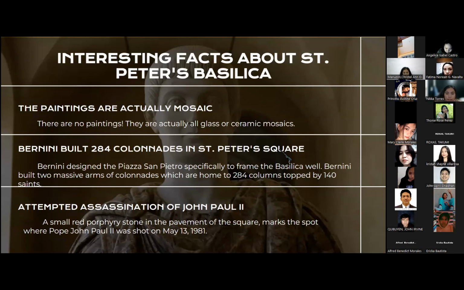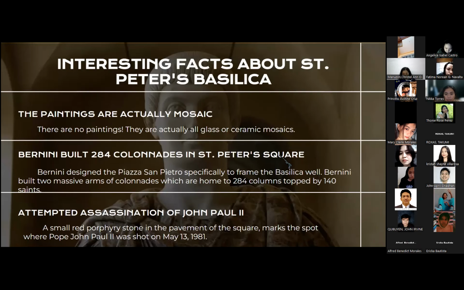Bernini built 284 colonnades in St. Peter's Square. The defining characteristic of the piazza is the 284 colonnades, which frame the piazza. The piazza is surrounded by these colonnades, creating an elliptical shape that is 320 meters long and 240 meters wide.